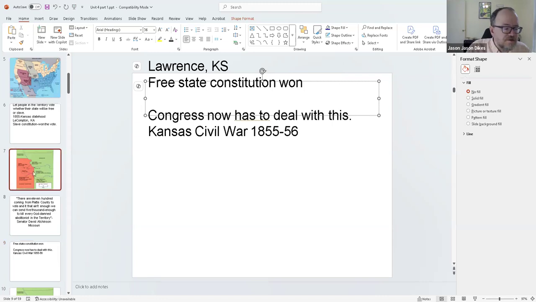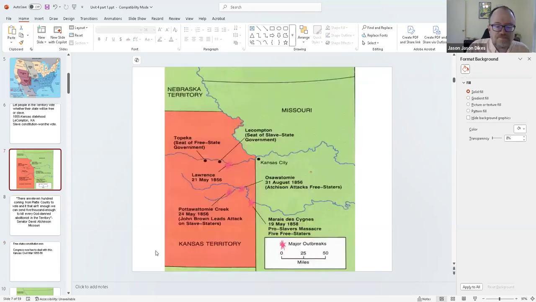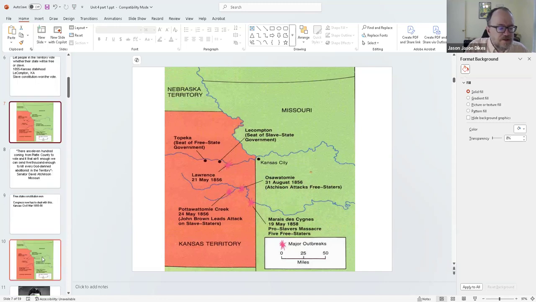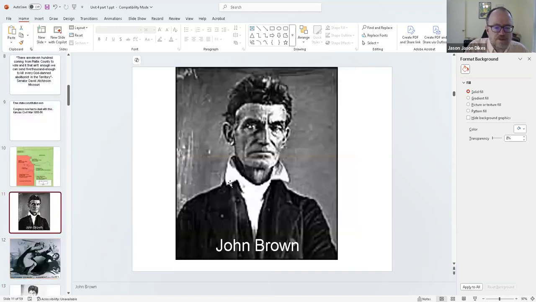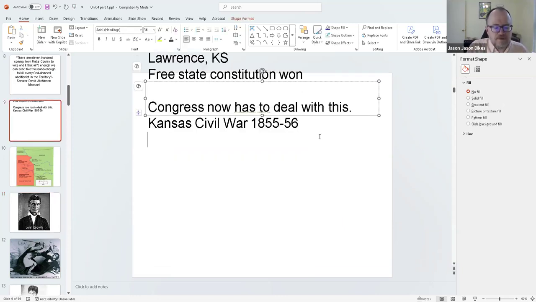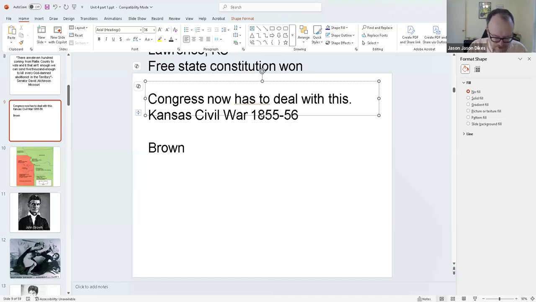You can see some of the attacks. Lawrence, Kansas is completely sacked, and there are battles at Osawatomie and Potawatomi Creek. The massacre at Potawatomi Creek is led by John Brown, who we'll see again later in this unit. But Brown was an abolitionist.